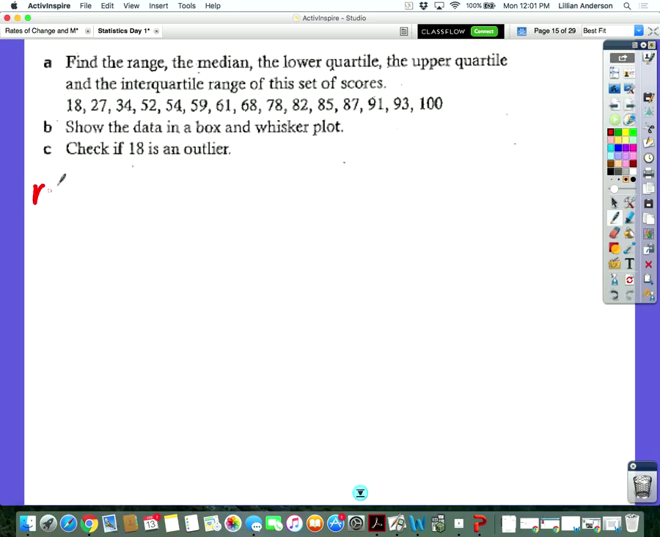Well, the range is pretty simple. All you do is you take 100 minus 18, the max minus the min, and you get a range of 82. So that means your data basically is spread out amongst 82 pieces of data. Now the median. Of course, we can do old school median to figure out the number in the middle.